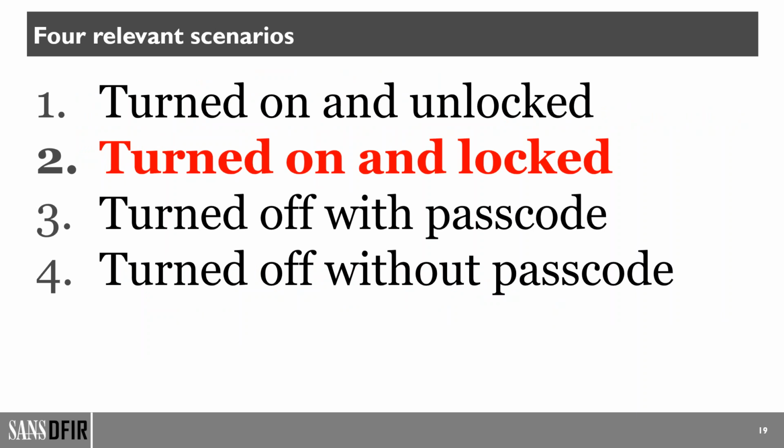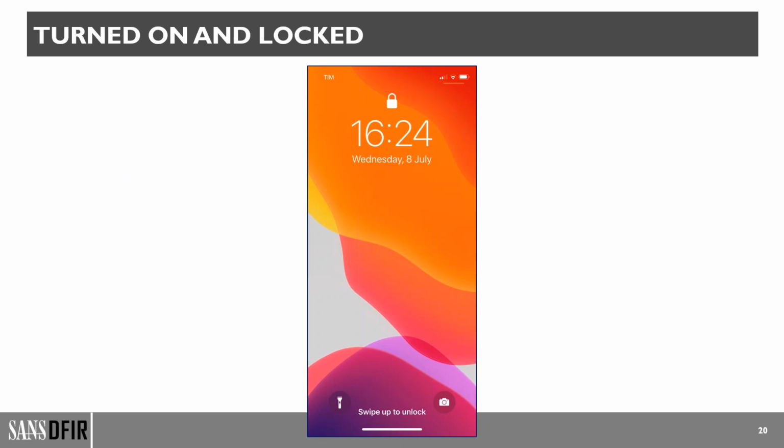Second scenario, turned on and locked. To be honest, during search and seizure, this is one of the most common scenarios. You have a device, maybe you don't know about the user, or you don't know the passcode, and you find the phone in this situation. It's on, but it's locked. That is another critical situation, because you have some possible things to do, but you have to be very careful on how you do that.